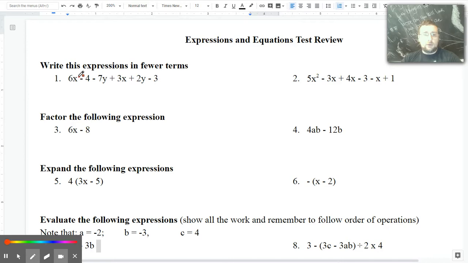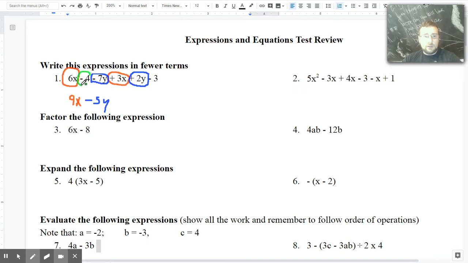Now, remember, the way we can do this is find terms that have the same letter and power combination. So you can see here this 6x and this 3x can be combined to make 9x. And then we can look at the negative 7y that we have here and the positive 2y to make negative 5y. And last but not least, we have the numbers, negative 4 and negative 3, which can combine to make negative 7. So remember, the idea is you can even do this on a test: circle with different colors or different shapes the different terms that have similar letter combinations.